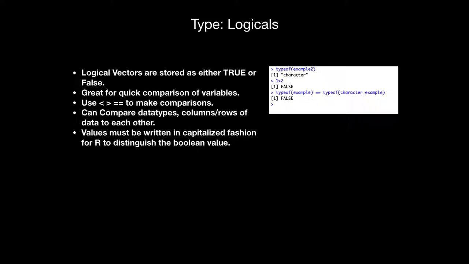And then logicals here. So these are vectors that are stored as either TRUE or FALSE. This is great for a quick comparison of variables. You're going to use the greater than or less than or double equal signs next to each other to make comparisons. So you're able to compare data types, columns, rows of data to each other. If we see here on the right, I went ahead and made 2 different examples that show what the comparisons can look like. So you can do integers, you can do strings, you can compare many different data points or data types.